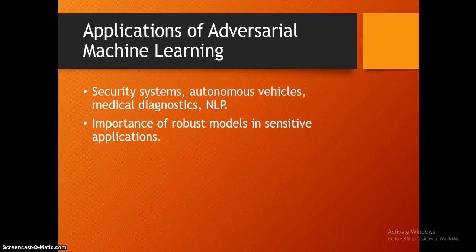Applications of adversarial machine learning. Adversarial machine learning is crucial in many fields. Security systems. Think about how attackers might try to bypass facial recognition systems. Autonomous vehicles. Robust models are needed to ensure safety when recognizing objects. Medical diagnostics. Errors in healthcare could be dangerous, so models need to be resistant to adversarial attacks.